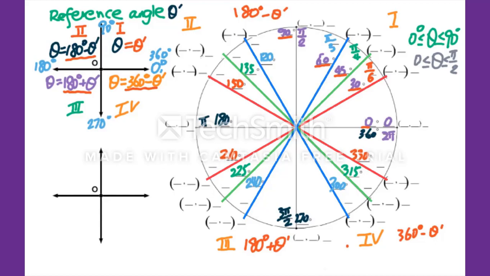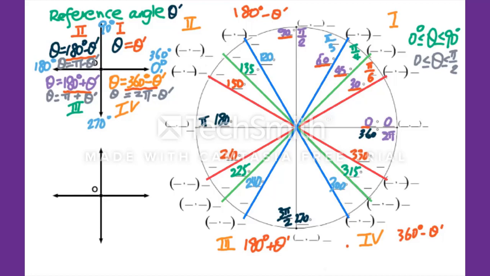So for the second quadrant, since 180 equals pi, I can write down theta equals pi minus the reference angle. For the third quadrant, I can write down pi plus the reference angle. For the fourth quadrant, I can write down 2 pi minus the reference angle. You can do the calculation to figure out all the angles in quadrant 2, 3, 4 in radians.